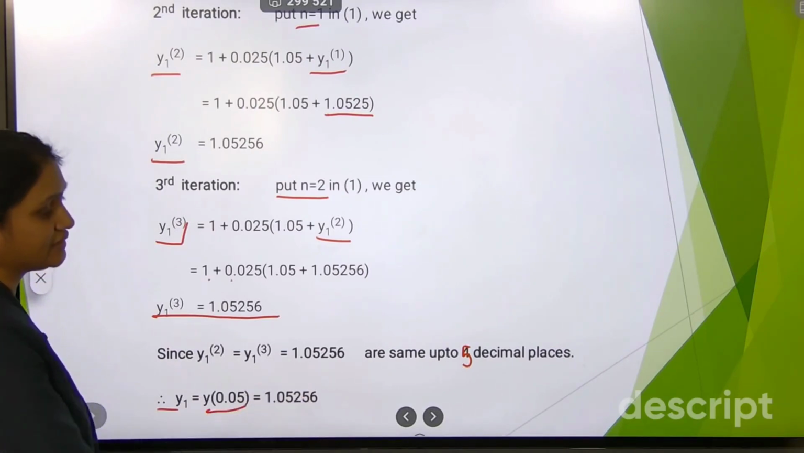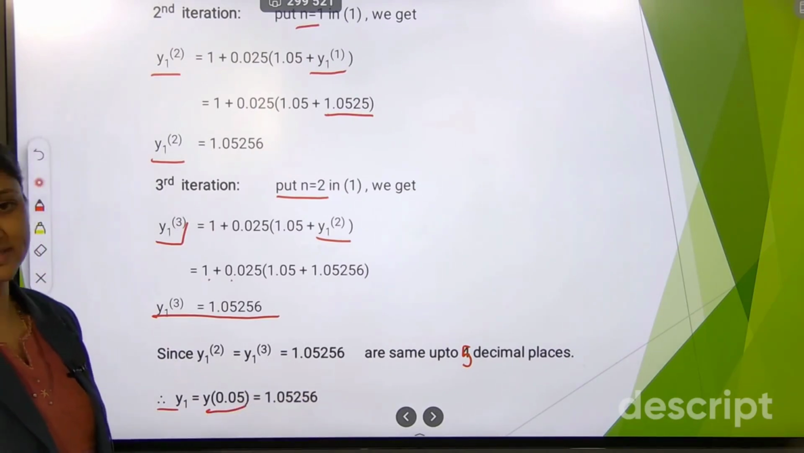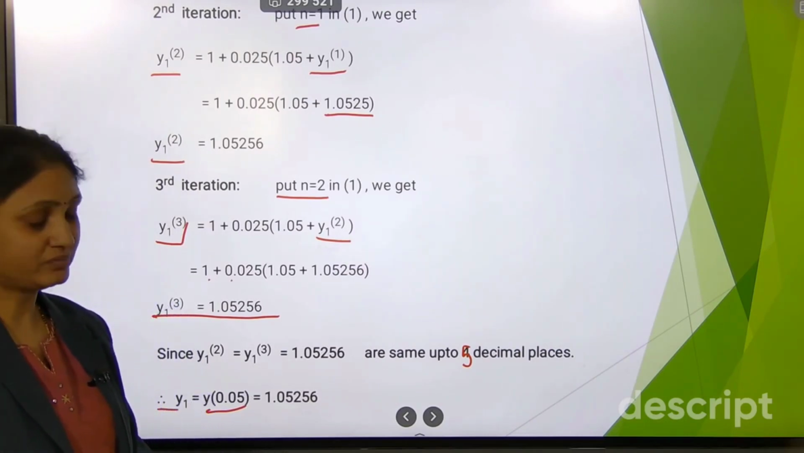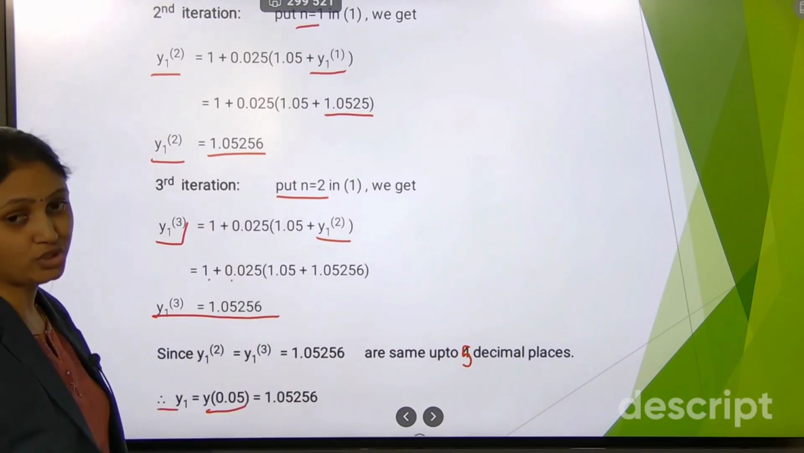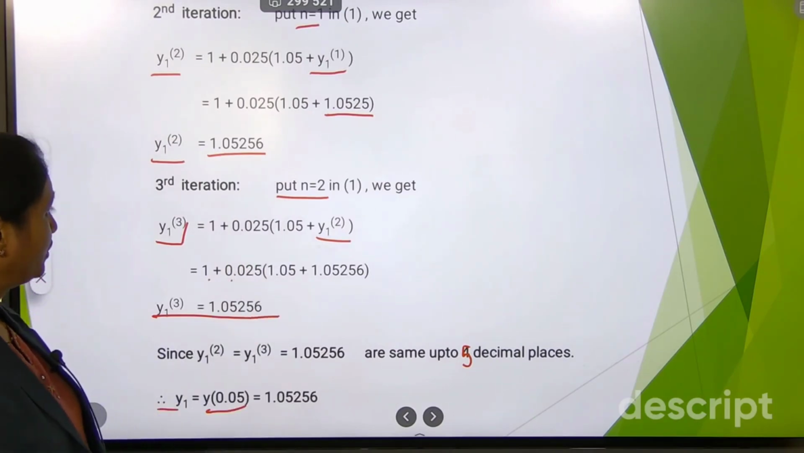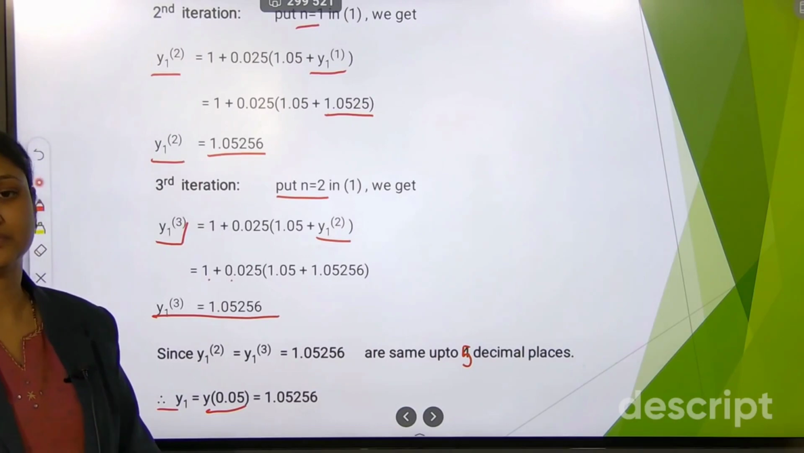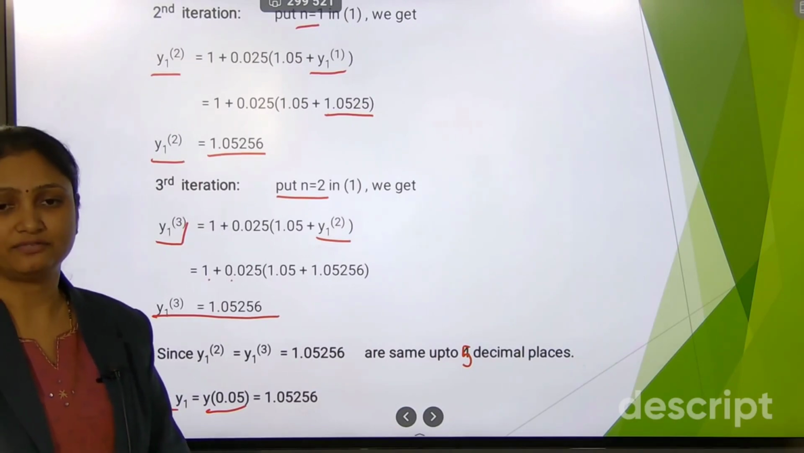So we take the iterations till we get the desired value, that means till the value is correct up to some decimal places. In this way, we can find the values using Euler's modified formula.